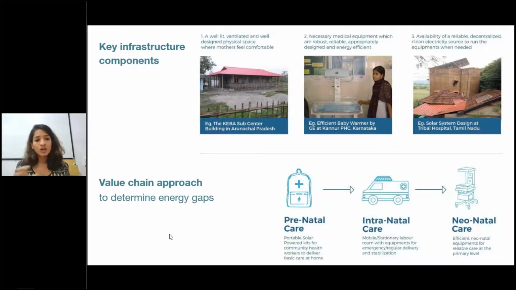We also look along the value chain to see what happens after the child is born, and then looking at aspects of immunization, of neonatal care and so on, which may be more at a facility level. Next.